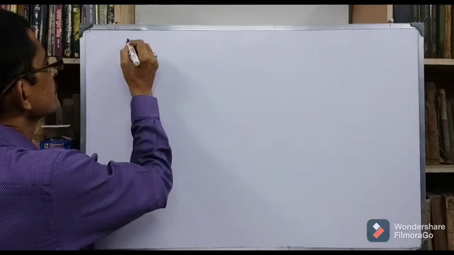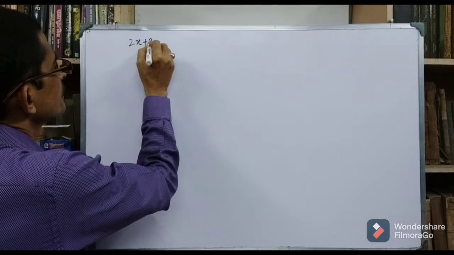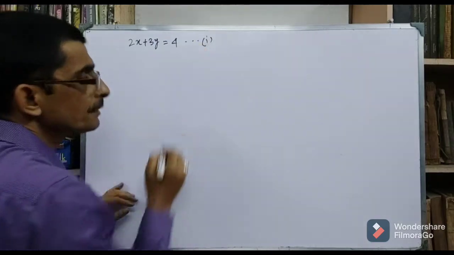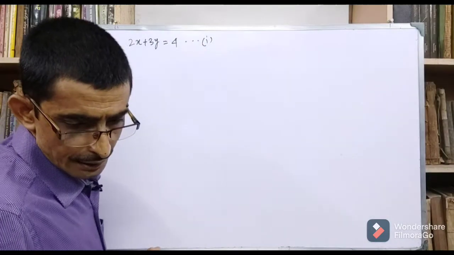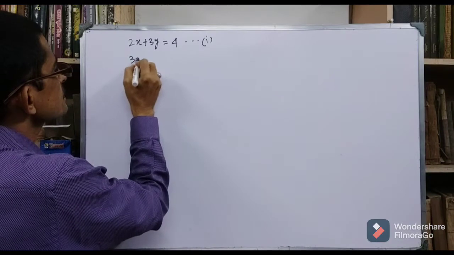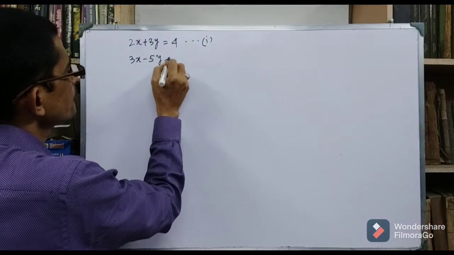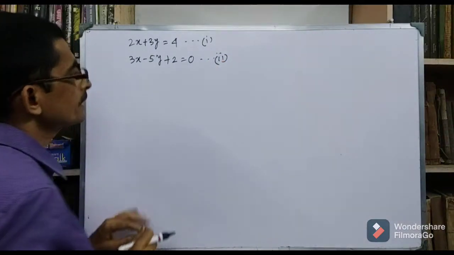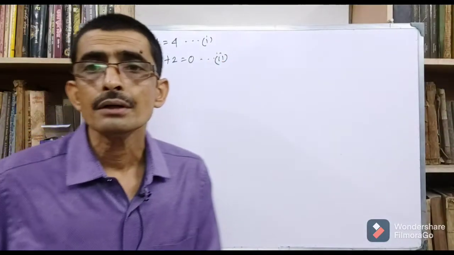We will learn cross multiplication method with the help of some specific examples. I am writing on the board. I am writing two simultaneous linear equations on the board. First equation can be written like this. This is equation 1, and another equation can be like this: 3x minus 5y plus 2 is equal to 0, equation 2.